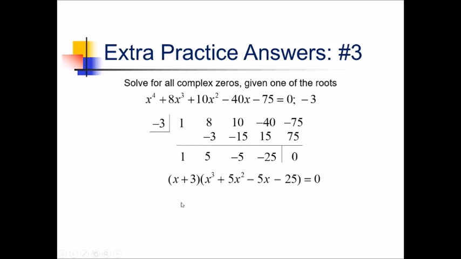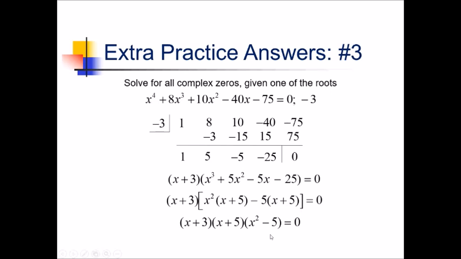So I've got my x plus 3, I don't want to forget that, but now grouping the four terms here, I can take an x squared out of my first two terms, leaving me with x plus 5. And now I can take a -5 out of these second two terms, leaving me with x plus 5 there. So I've got my x plus 3, I've got this x plus 5 that I can take out as a common factor, and finally I've got x squared minus 5.